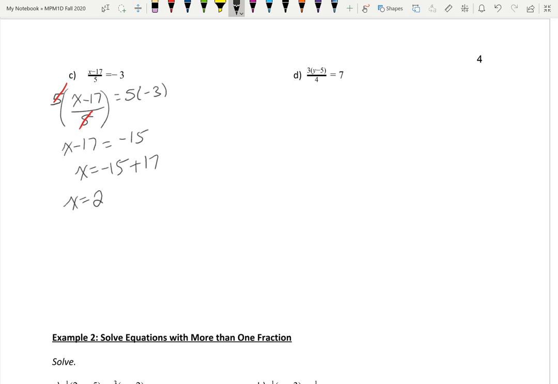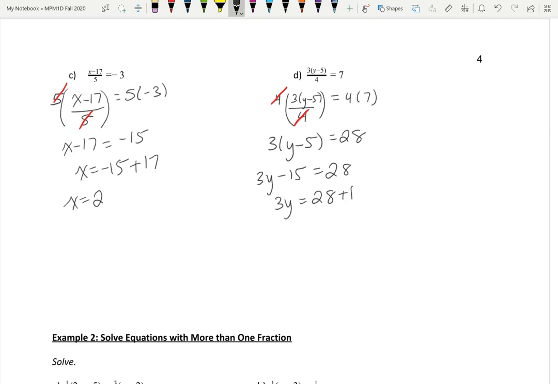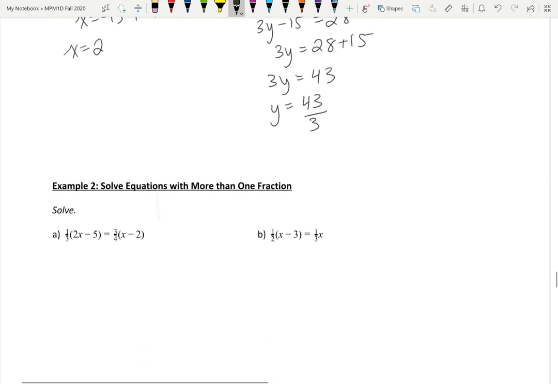Next, I'm going to multiply both sides by 4. So 4 times 3 times y minus 5 over 4, and then 4 times 7. Again, my 4s are canceling out, which is what I want. 4 times 7 is 28. 3y minus 15. 3y is equal to 28 plus 15. And then I can't reduce that fraction, so I'm just going to leave it as is.